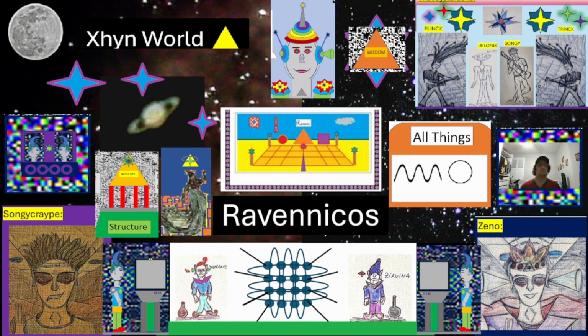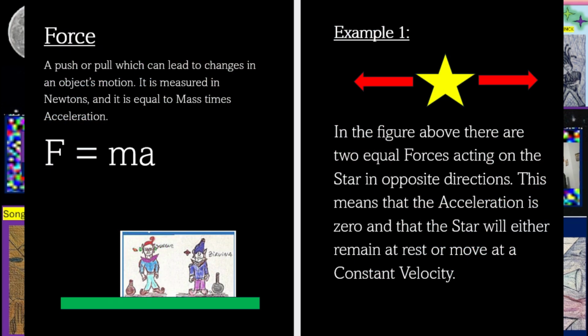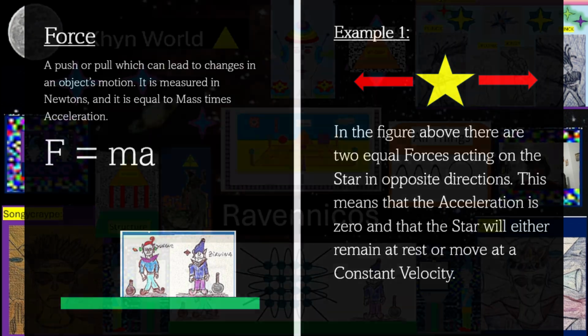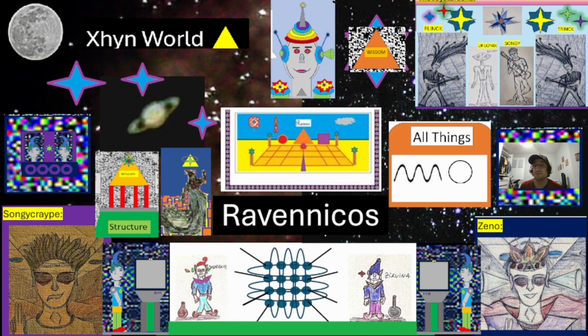A force is a push or pull which can lead to changes in an object's motion. It is measured in newtons and it is equal to mass times acceleration, F equals ma. Example 1. In the figure above, there are two equal forces acting on a star in opposite directions. This means that the acceleration is zero and that the star will either remain at rest or move at a constant velocity. This is Newton's first law of motion. If the net force is zero, the object will either remain at rest if it's not moving or move at a constant velocity.